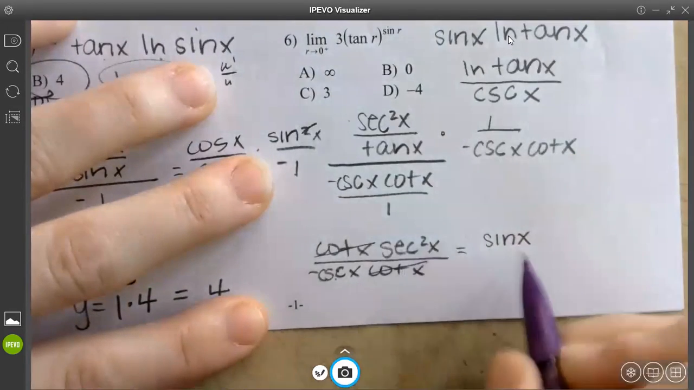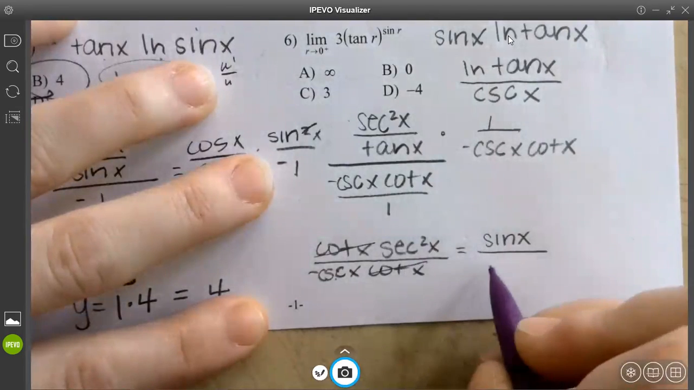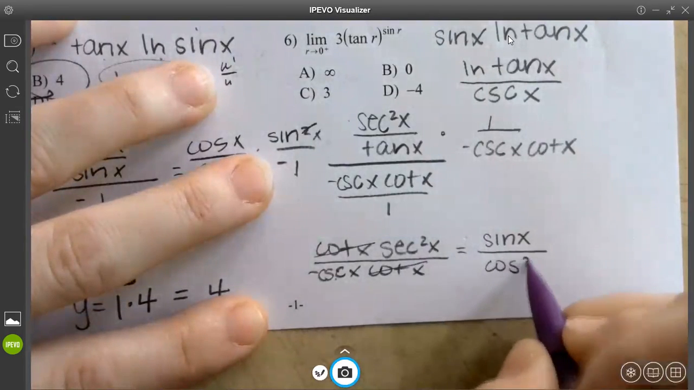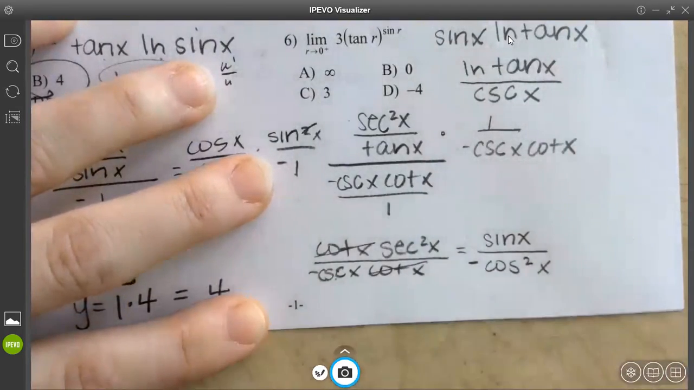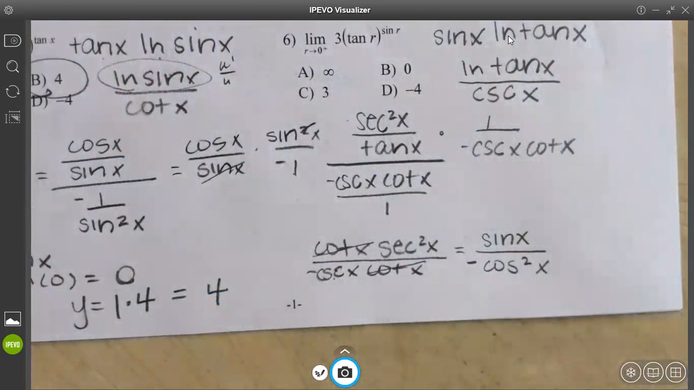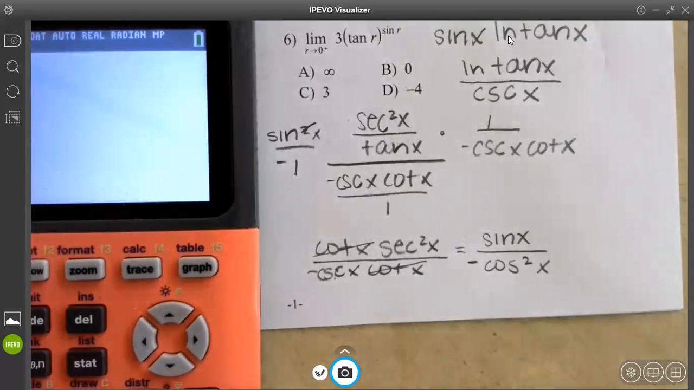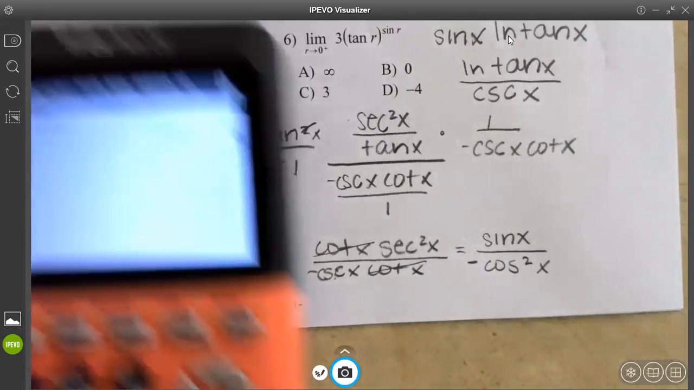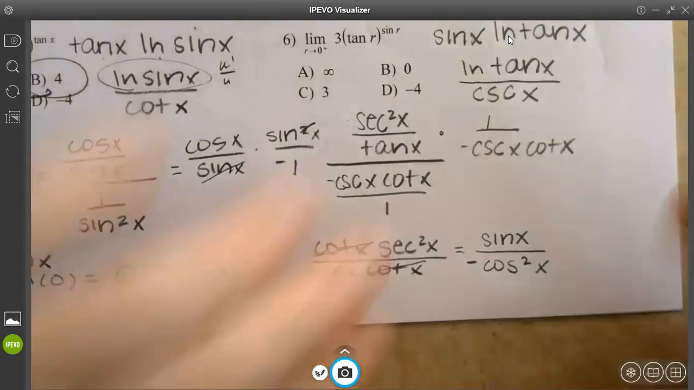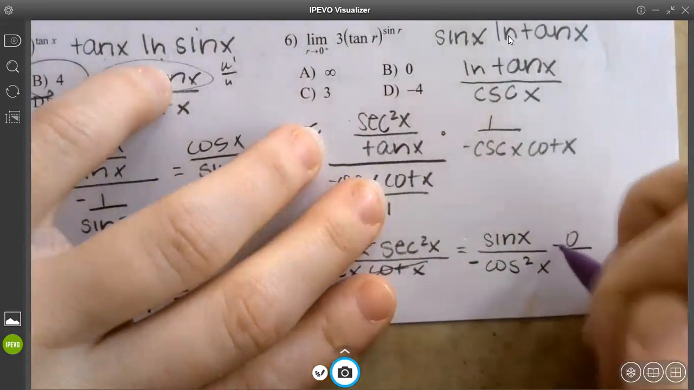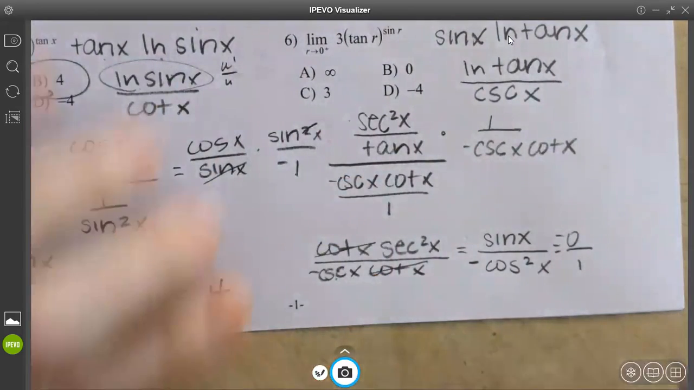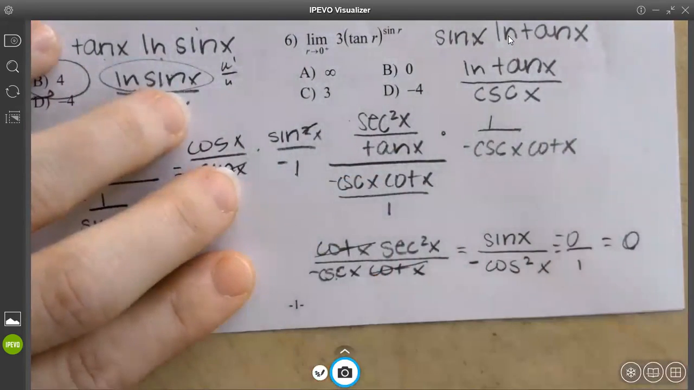Does everybody understand that? So cosecant turns into sine x. What does secant squared turn into? Cosine squared x, right? Don't forget your negative. It doesn't matter if it goes on the top or the bottom. So now I can put in my 0. It's not really going to matter because sine of 0 is 0. Cosine of 0 is 1.